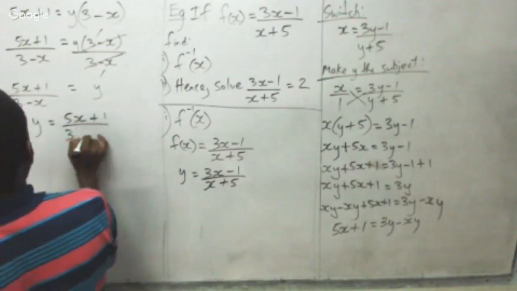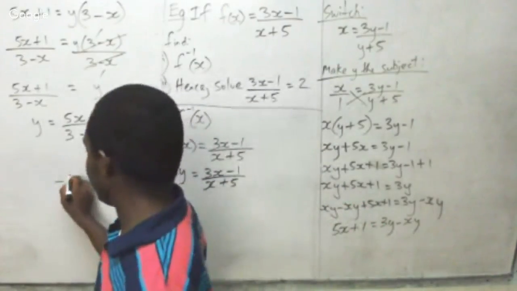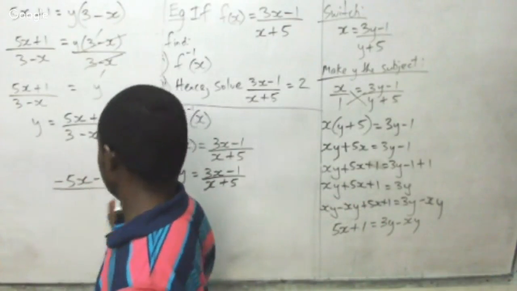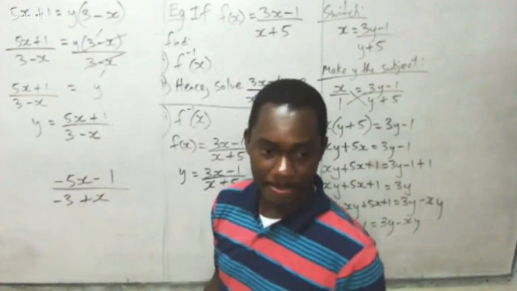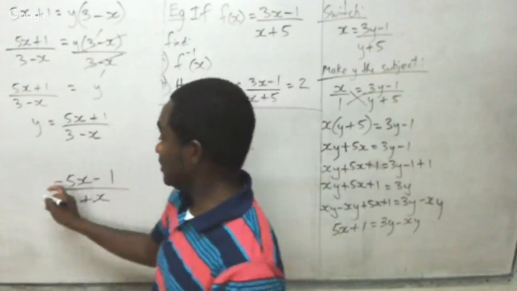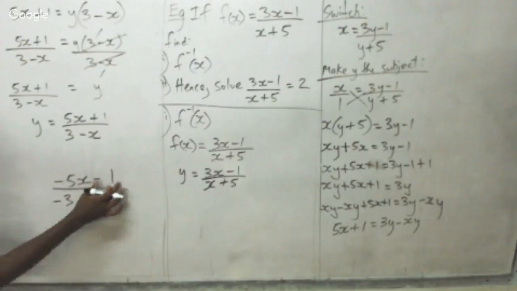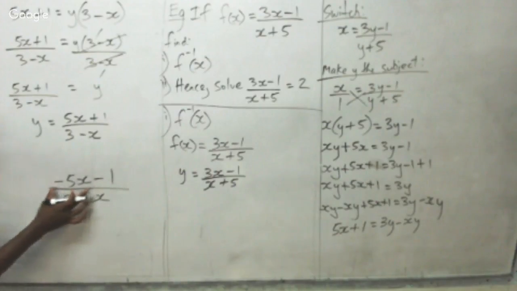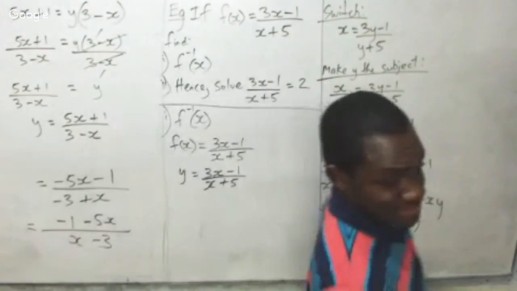For those of you who worked it out and may be wondering why you didn't get this: this is the same as negative 5x minus 1 over negative 3 plus x. If you got negative 1 minus 5x over x minus 3, it's the same thing. You need to be aware of the different variations.